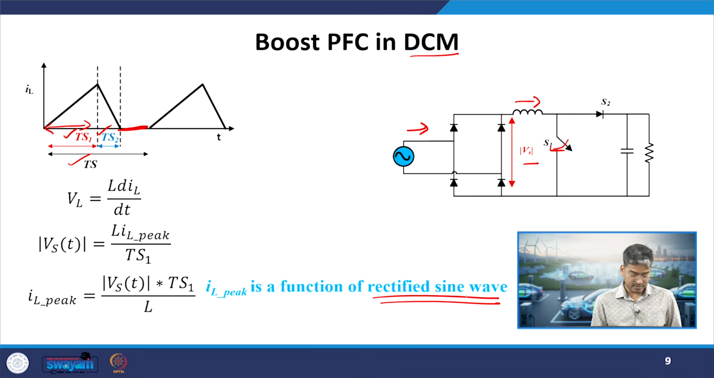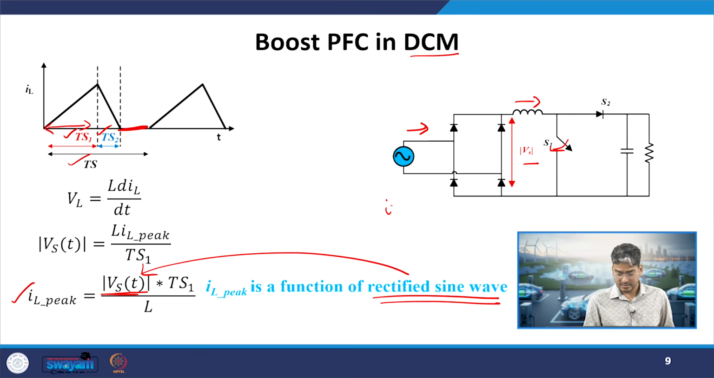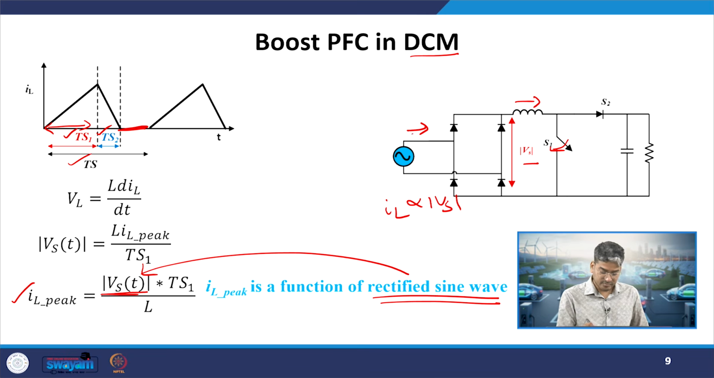Okay. So, if you see what our observation is in this case, the peak value of current is a function of the mod of input voltage, or the rectified sine wave. Okay, so this mod of Vs is nothing but the rectified sine wave. Okay, if IL is proportional to mod Vs, what can be my conclusion? At this point, what will happen?